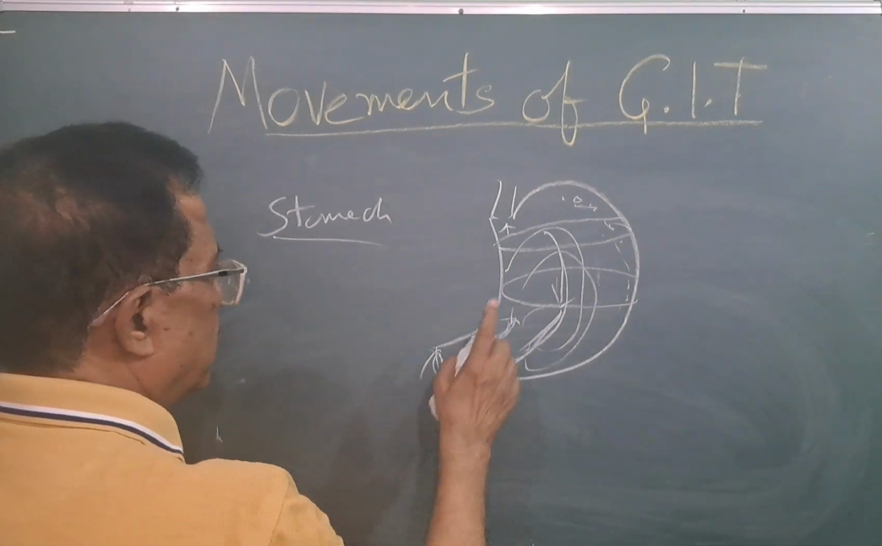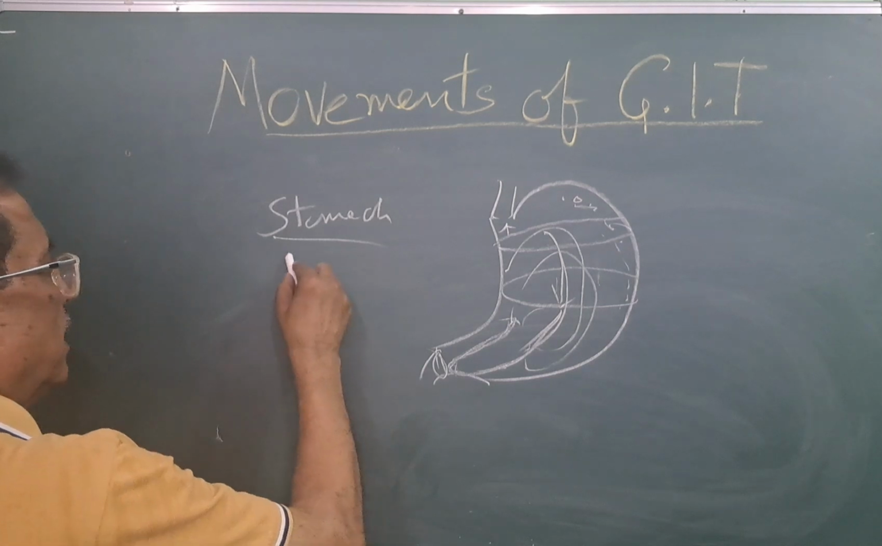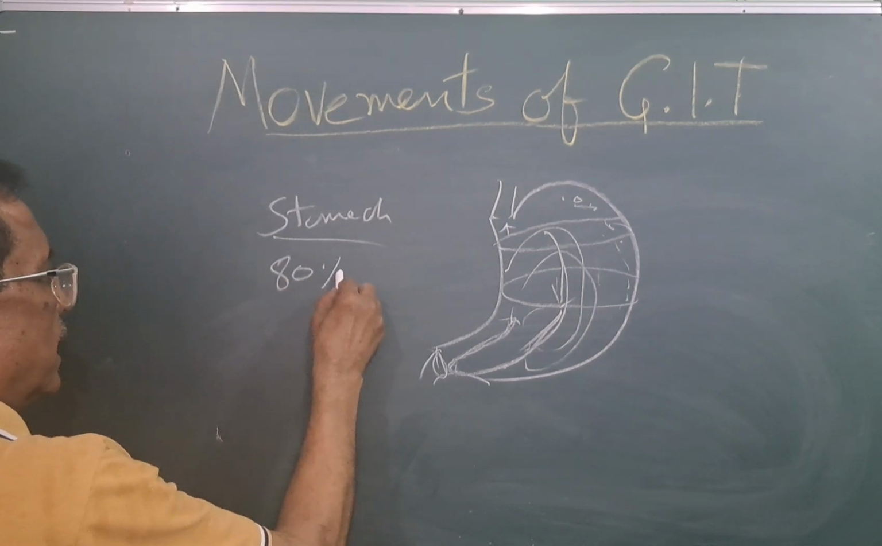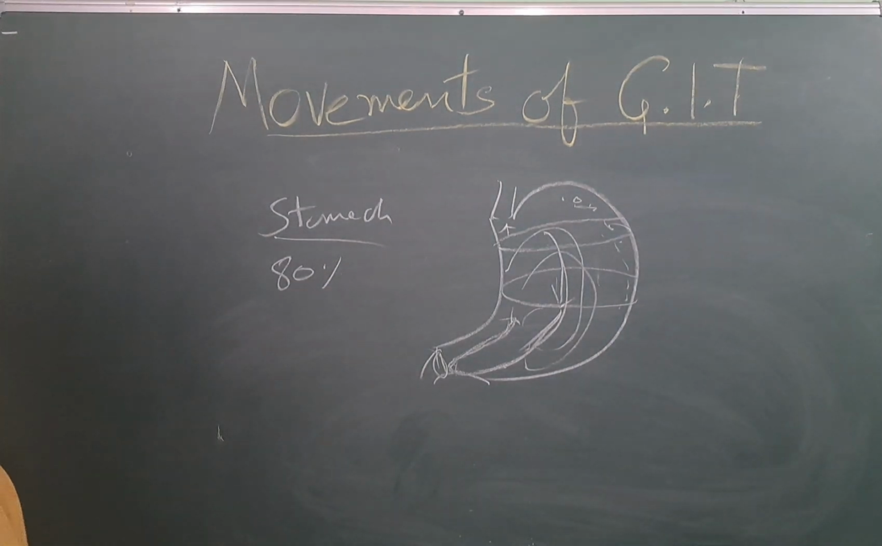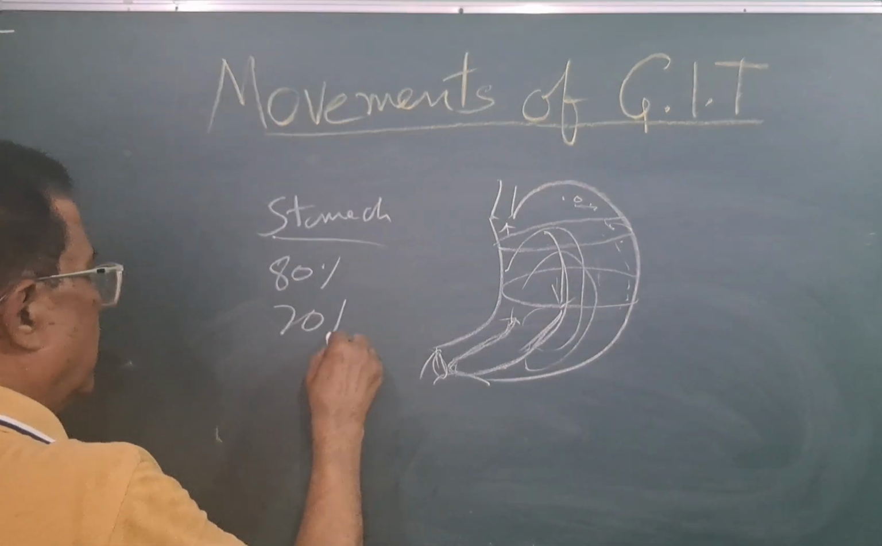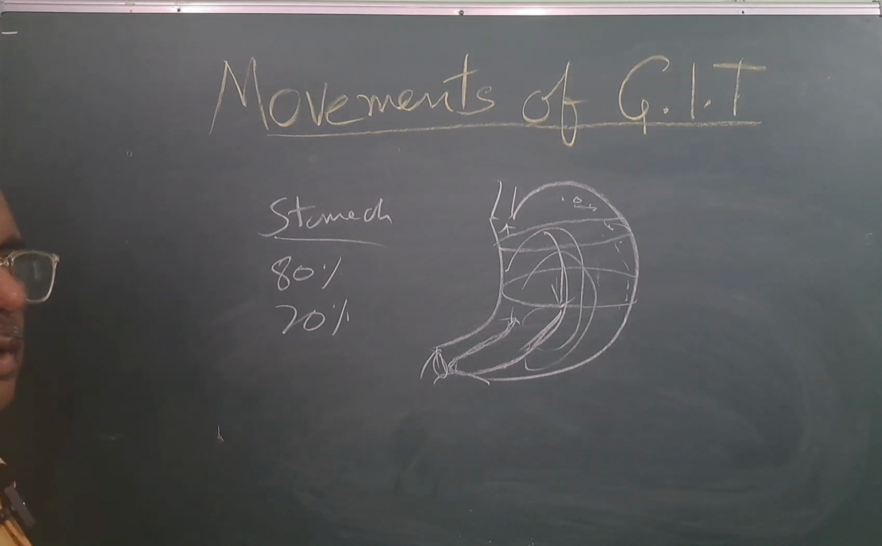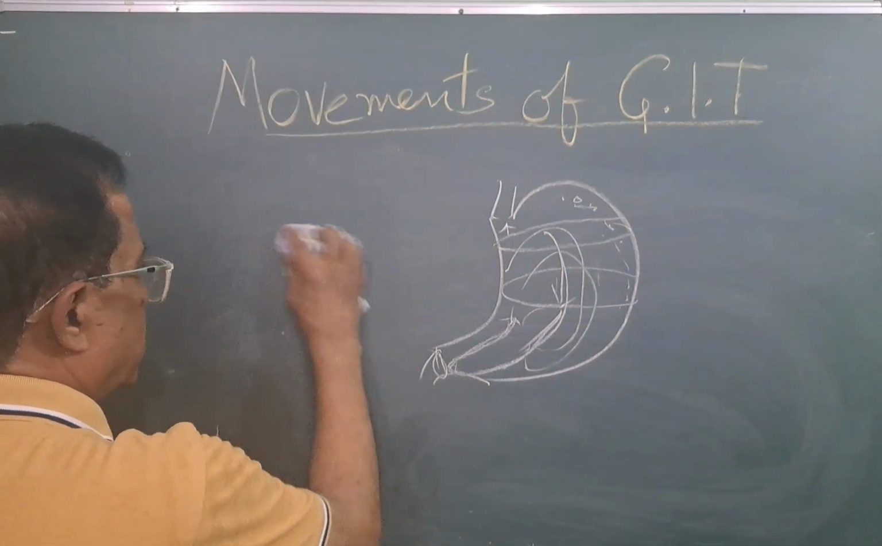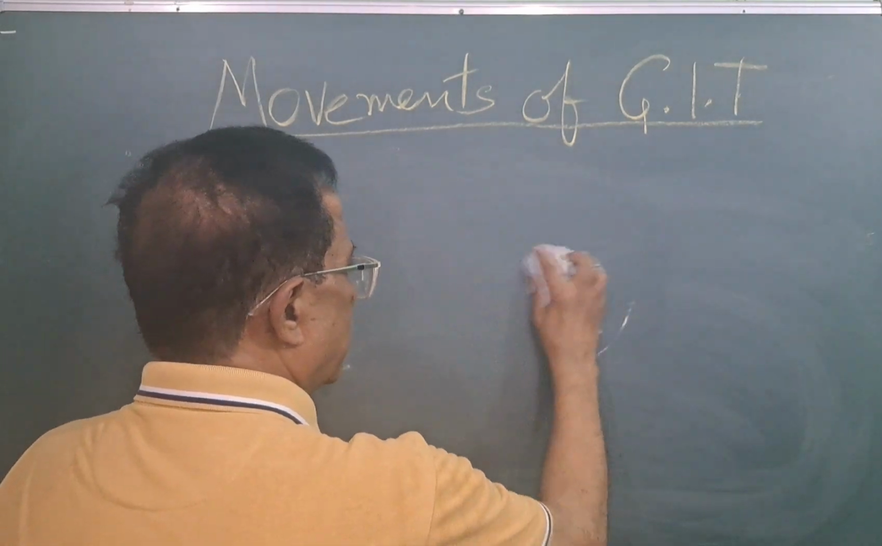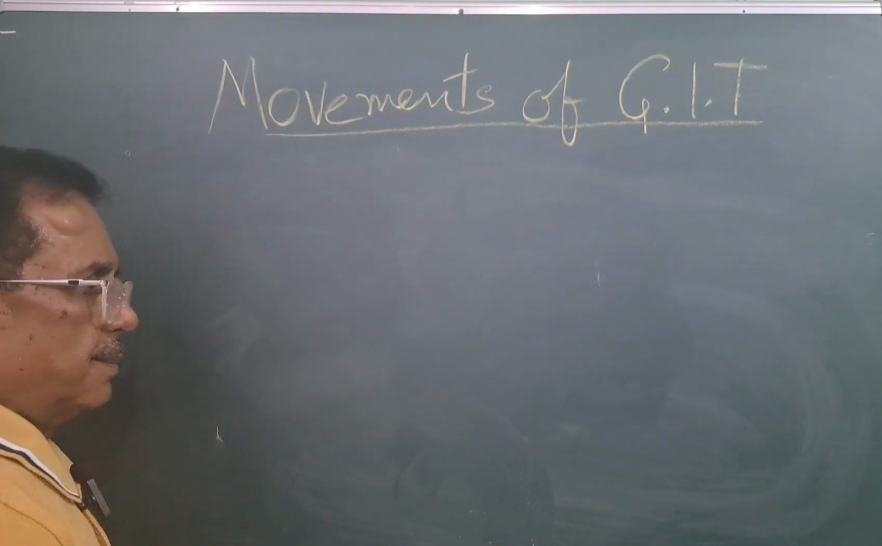Now, 80% of contractions are weak, leading to mixing. Only 20% are strong contractions that will cause emptying of the stomach. Now, the factors that affect gastric emptying.